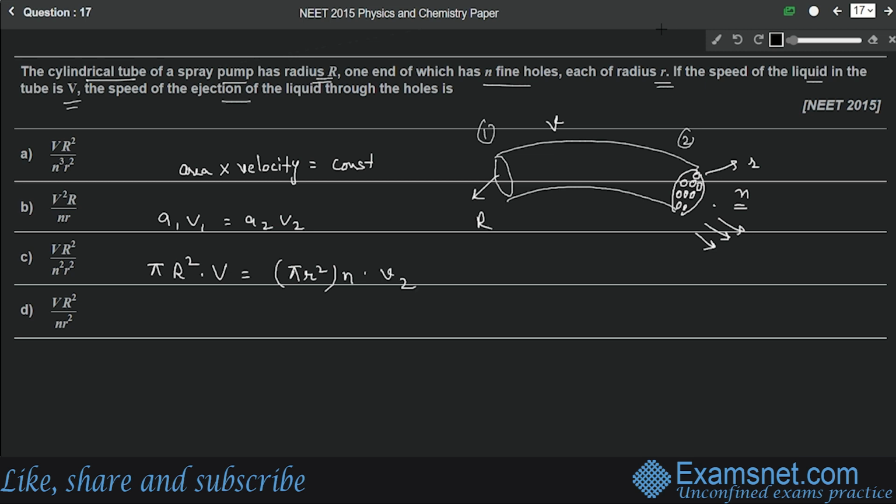Here we can see that pi can be cancelled. We have to find v2, which will be equal to capital R square into v upon small r square into n. If we rearrange, we can write it as v into capital R square upon n into small r square. Let's see which option is the correct one. Option number D will be the correct answer.